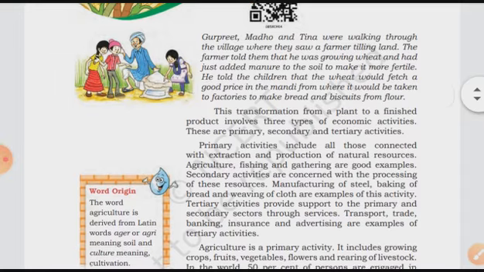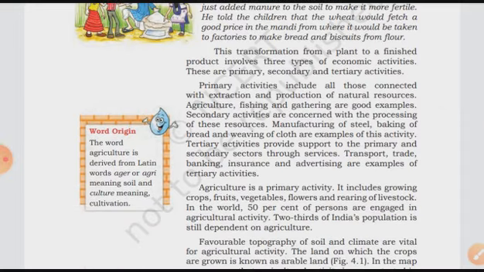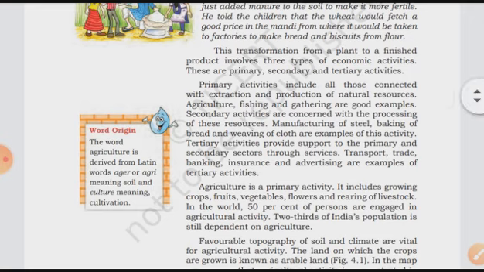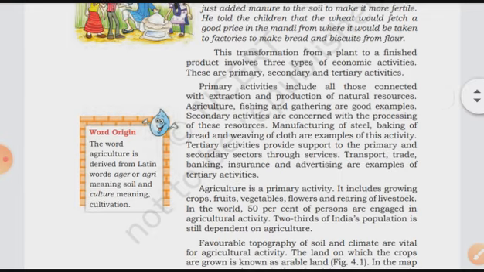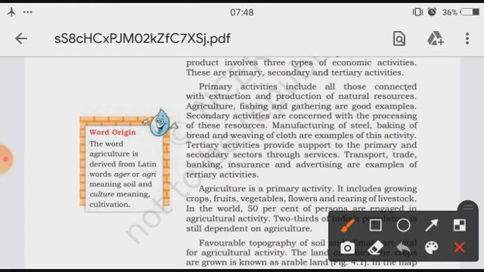Okay, so after this, see, this transformation from a plant to a finished product involves three types of economic activities. From the plant we got the wheat, then it is sold to the factories, then it turned into flour, then it made the final good, that is biscuit and bread. These three kinds of economic activities are known as primary, secondary and tertiary activity. As they have shown here, we can see the primary, secondary and tertiary activities.